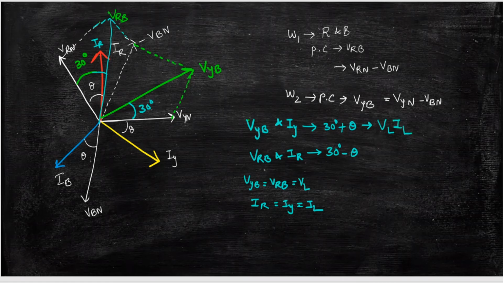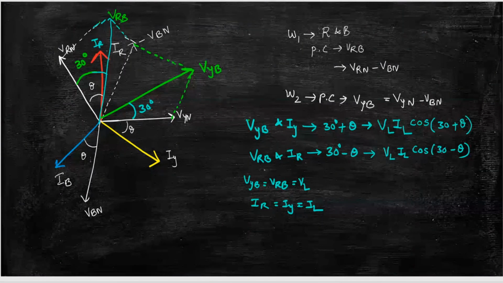And what is the power formula? VL IL cos of angle between those two. What is the cos of angle between these two? 30 plus theta degrees. Power formula is voltage into current into cos of angle between voltage and current. Similarly, VRB is VL, IR is IL, into cos 30 minus theta.